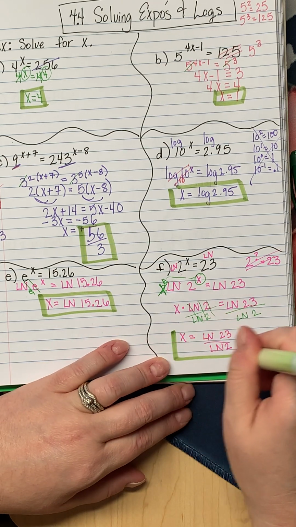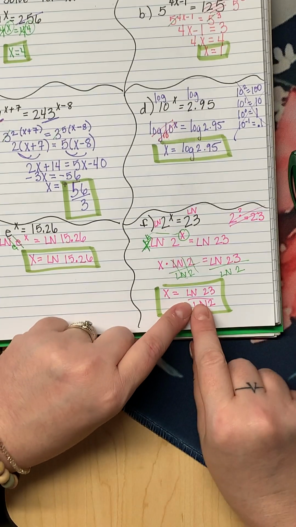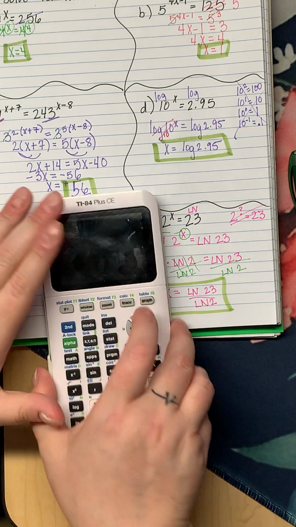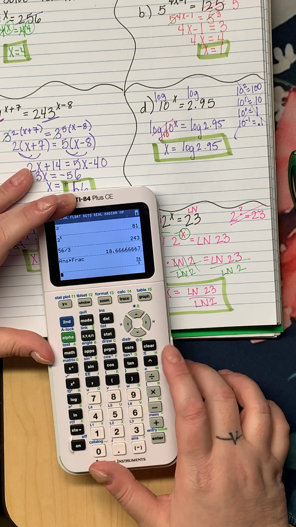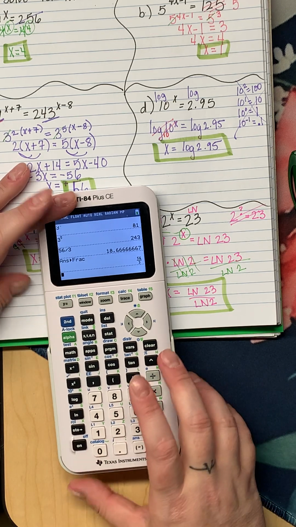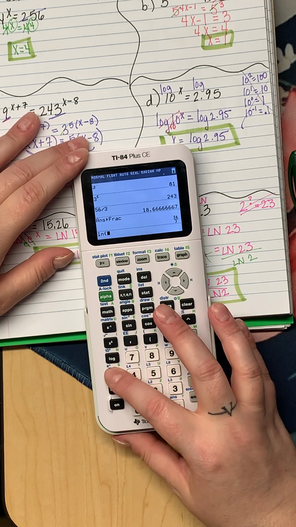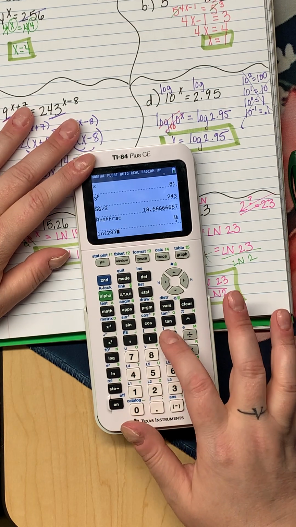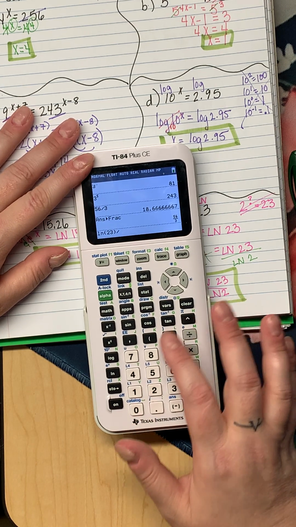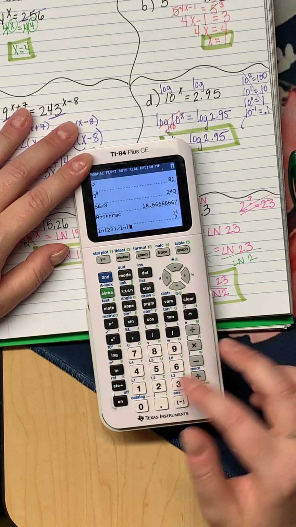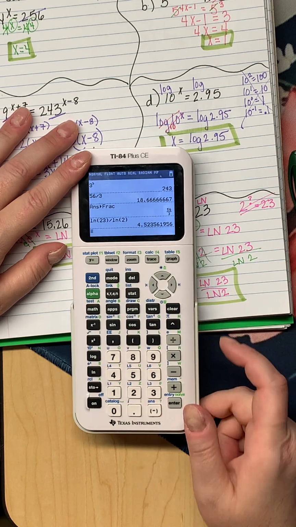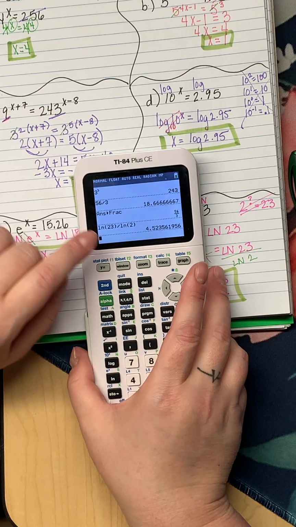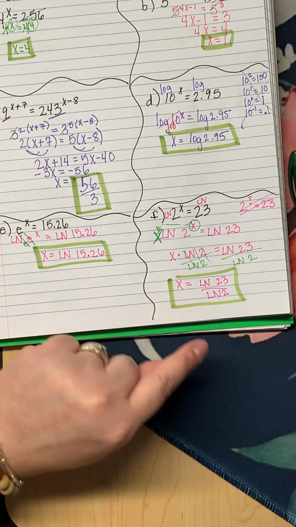And the ln is on top of the division bar, and the ln is on bottom of the division bar. So when I type this in to get a decimal for my homework, I'm going to type ln, it's the button beside the 4. So ln 23, close parentheses, divide, ln button 2, close parentheses, and hey, there's my decimal, 4.52, blah, blah. So make sure you type a ln for the top and the bottom.